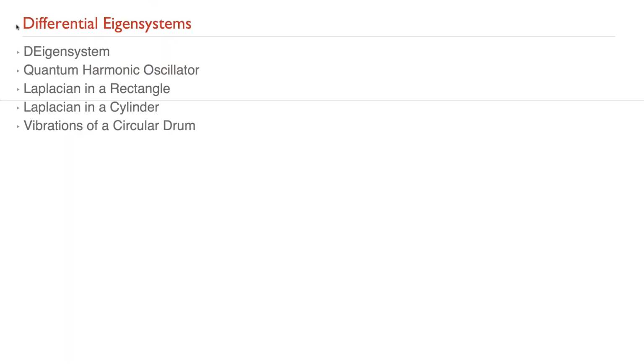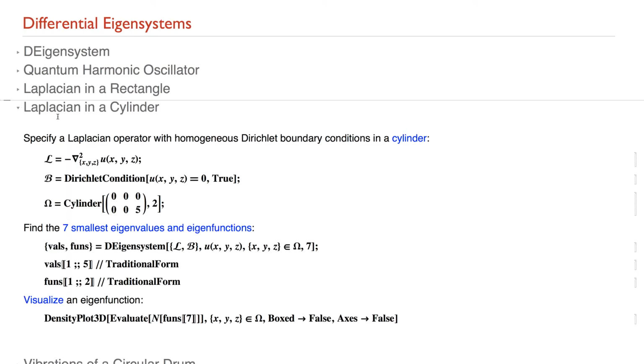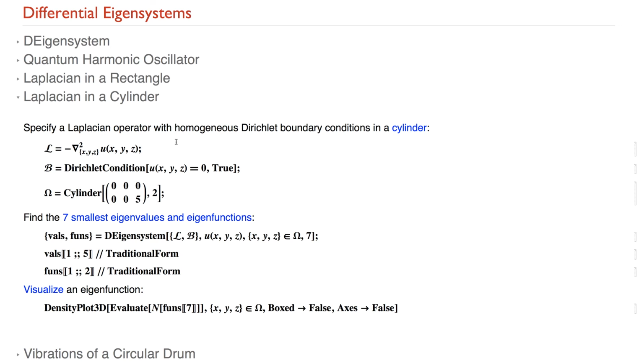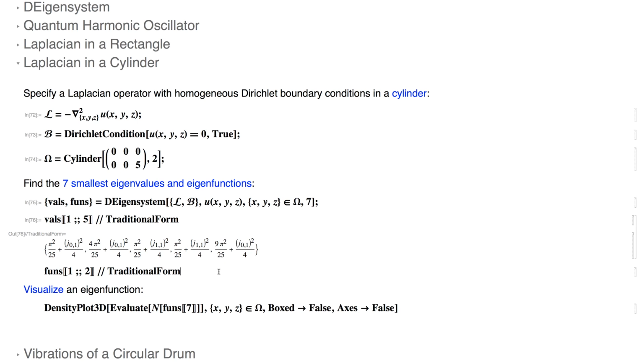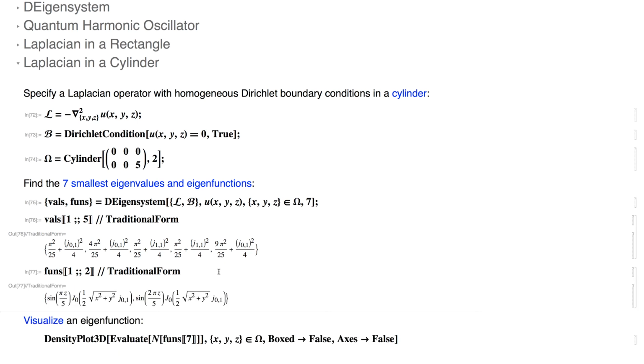You can also do the same thing for, let's say, a cylinder. So that's the Laplace operator in a cylinder of radius 2. And next what you can do is ask for the eigensystem with the first 7 eigenvalues and eigenfunctions. The eigenvalues in this case are in fact zeros of Bessel functions, as you can see over here. And the eigenfunctions are combinations of trigs and Bessel functions.